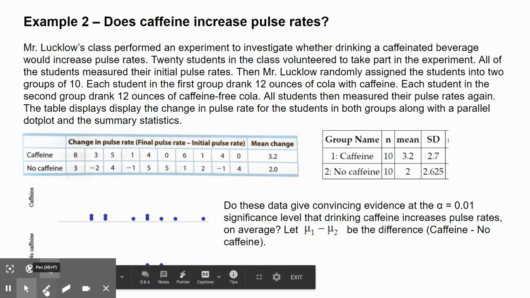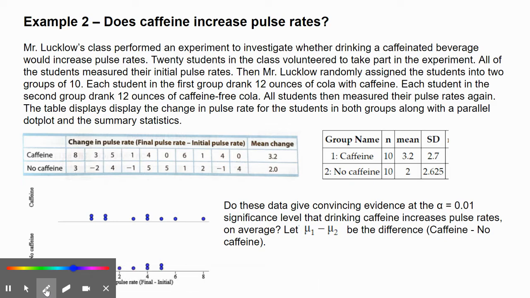Okay, example 2: does caffeine increase pulse rates? Mr. Lucklow's class performed an experiment to investigate whether drinking a caffeinated beverage would increase pulse rates. 20 students in the class volunteered to take part in the experiment. All the students measured their initial pulse rates. Then Mr. Lucklow randomly assigned the students into two groups of 10.